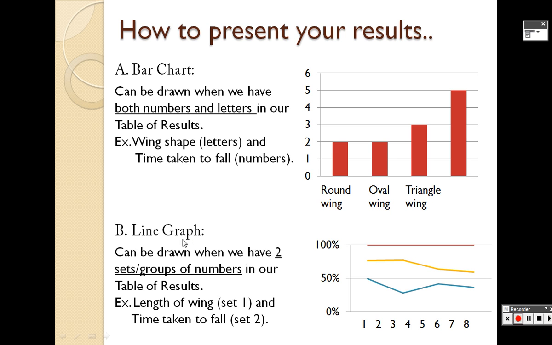We can draw a line graph when we have 2 sets or groups of numbers in our table of results. Example, if we have the length of the wing, which will be a set of numbers, and the time taken for this spinner to fall, which will be the second set of numbers. If this is the first set of numbers and this is the second set of numbers, please ignore these percentage signs. This will give us a line graph.